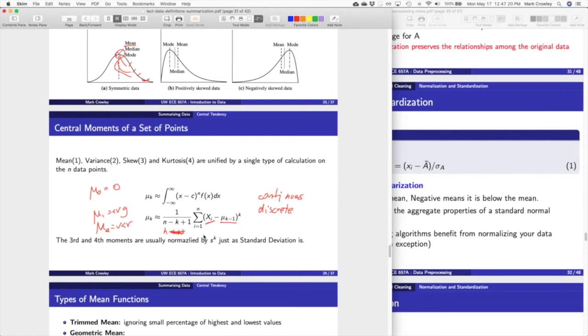So why is it an approximate equals and not a full equals? I don't remember. That's a good question.